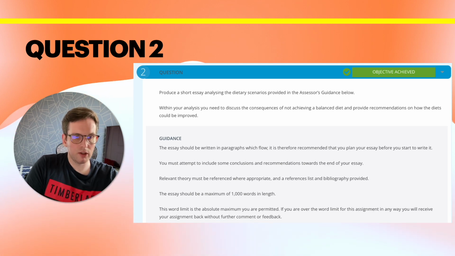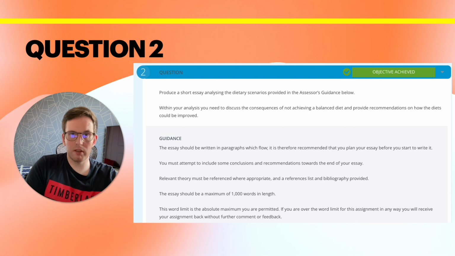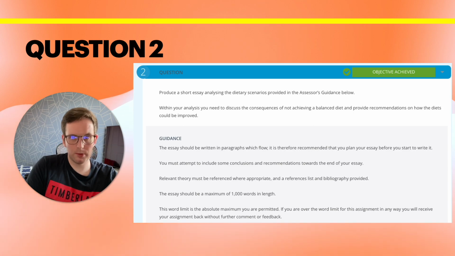You must attempt to include some conclusion and recommendations towards the end of your essay. Relevant theory must be referenced, and you need to provide a reference list and bibliography here, and the essay should be a maximum of 1,000 words, and that is the absolute maximum that you're permitted to use.